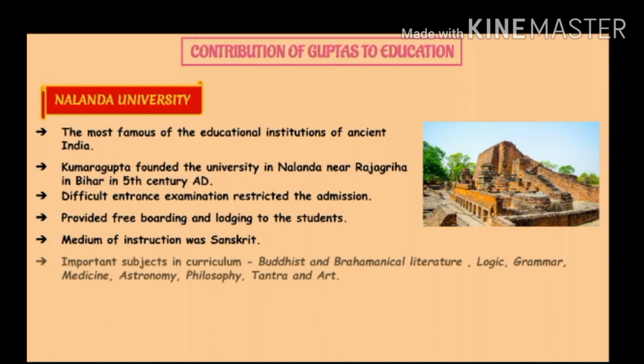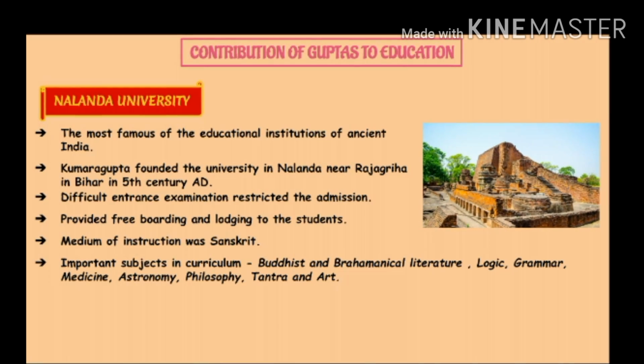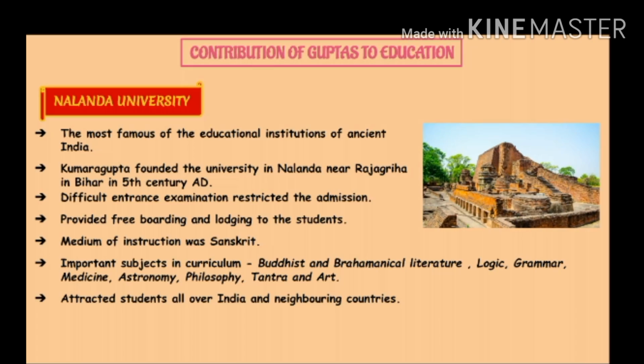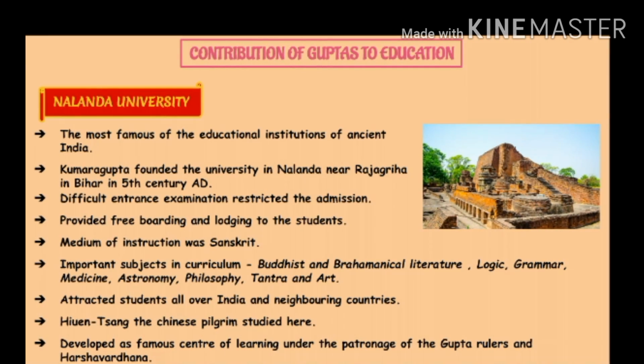The important subjects included in the curriculum were Buddhist and Brahminical literature, logic, grammar, medicine, astronomy, philosophy, tantra, and art. The university was so famous that it attracted students from all over India and from neighboring countries. Xuanzang, a Chinese pilgrim, also studied here. In the 12th century AD, it was destroyed by Muhammad bin Bakhtiyar Khilji, one of the generals of Muhammad Ghori.